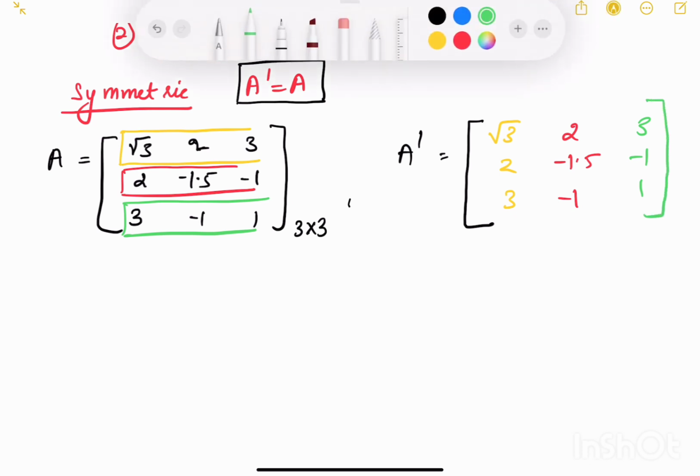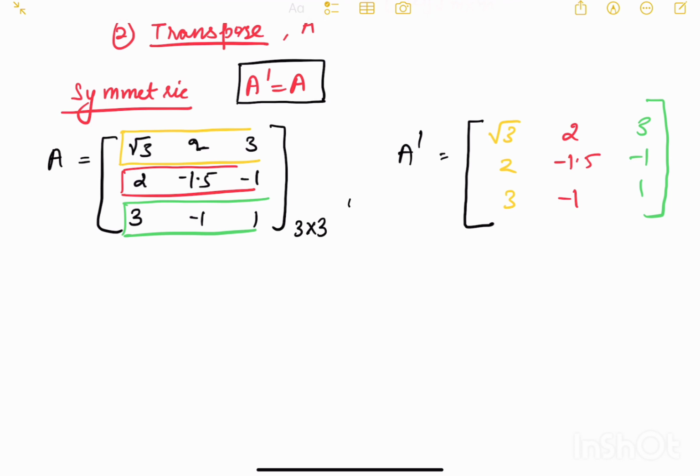Now just look at it carefully. Isn't it the same matrix which we have started with? My A dash is equal to A, isn't it? Just observe each and every entry. So this is what we mean by a symmetric matrix, where when we take the transpose of the matrix, it in turn gives me the matrix A.